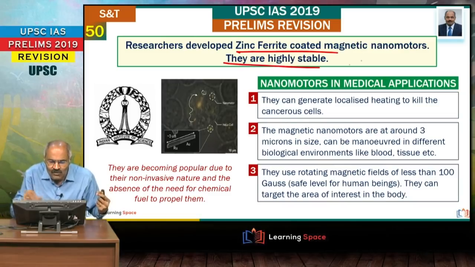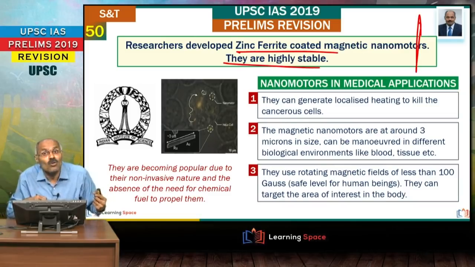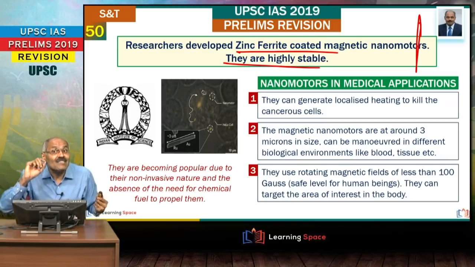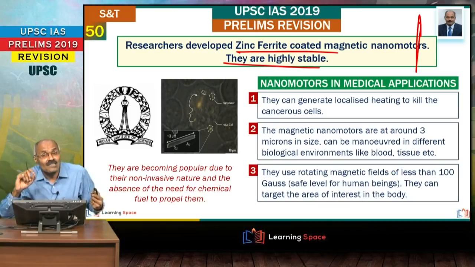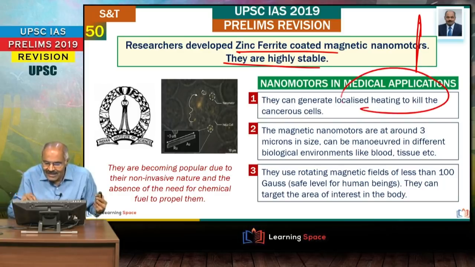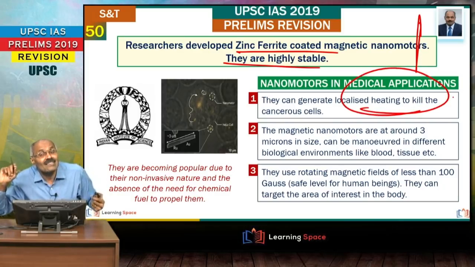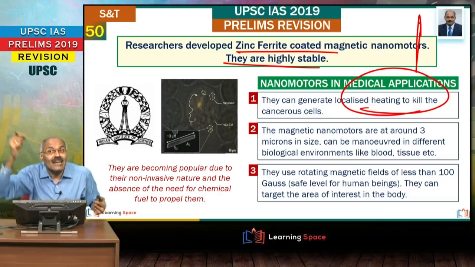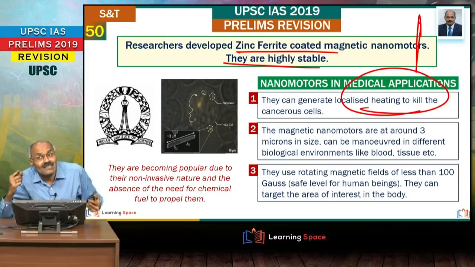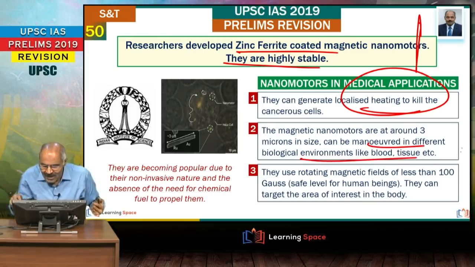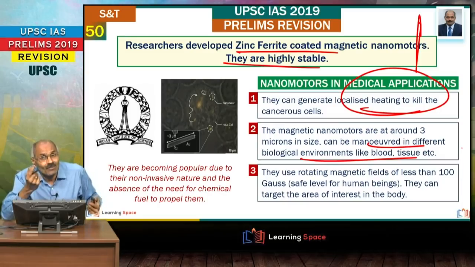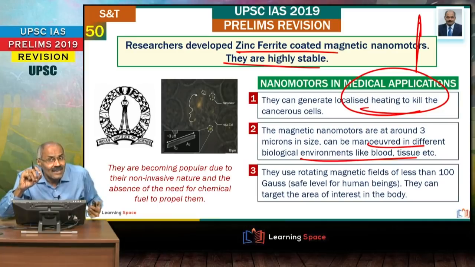Researchers developed zinc ferrite coated magnetic nanomotors. Friends, if this becomes successful, cancer treatment will become very, very easy. These nanomotors can generate localized heating to kill the cancer cells. Cancer may be there deep inside the body, and these nanomotors can go right up to that, and the temperature can be increased up to 7 to 8 degrees Celsius to kill the cancerous cells locally.